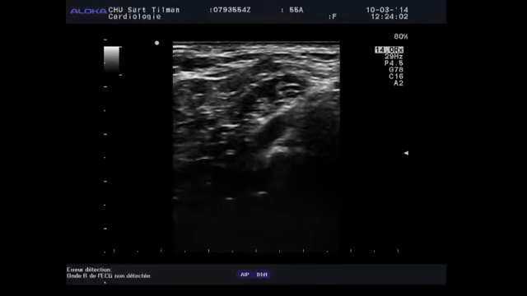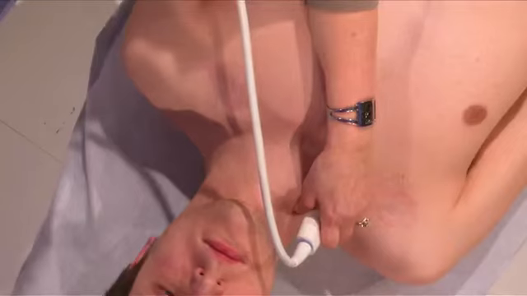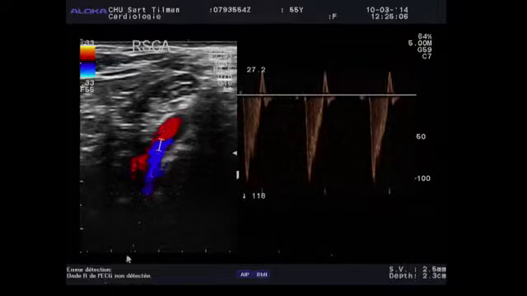And now we're moving to the subclavian artery with the flow. The flow is different because the subclavian artery gives blood to the arm, which is a high resistive territory. So you can see that the shape of the curve is quite different. There are three components: systolic, early diastolic, and mid-diastolic flow.